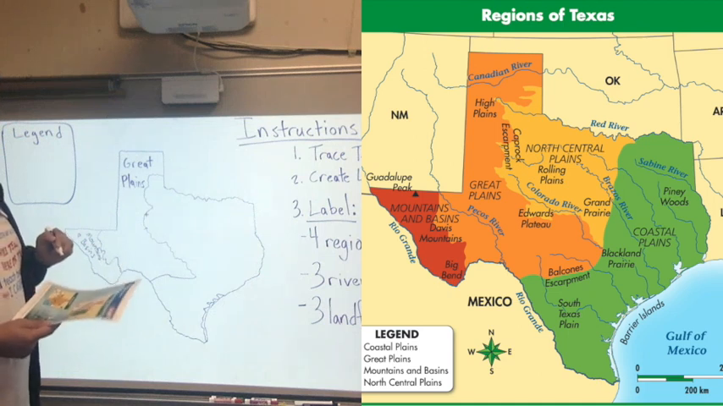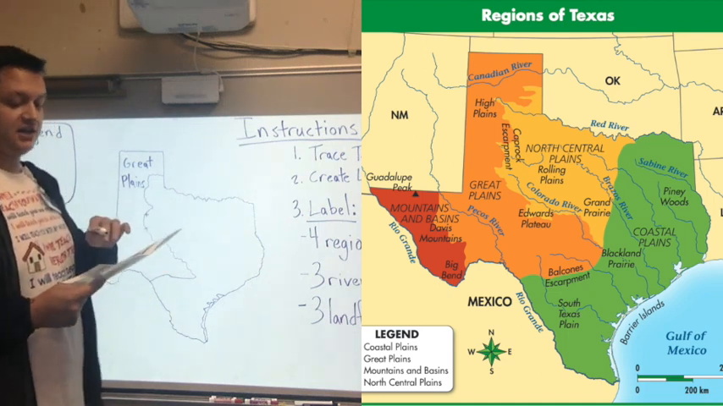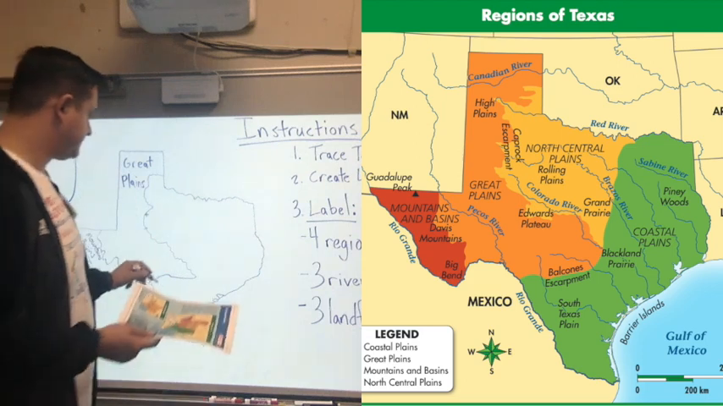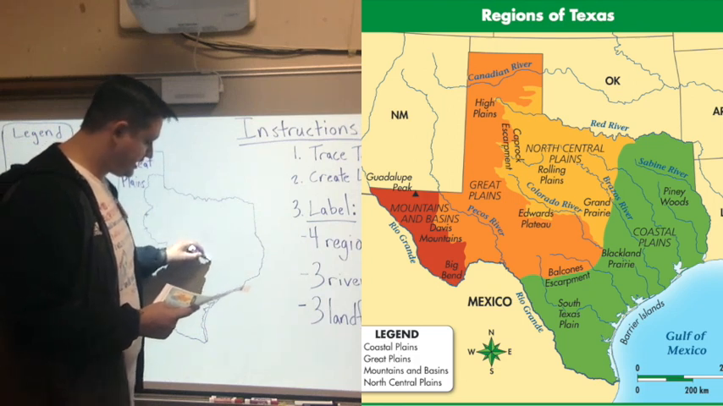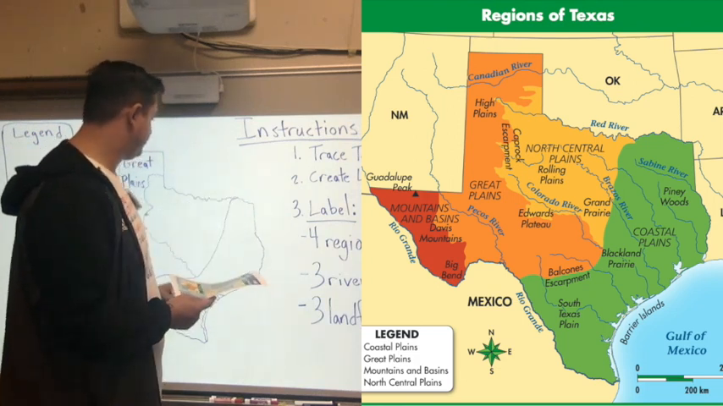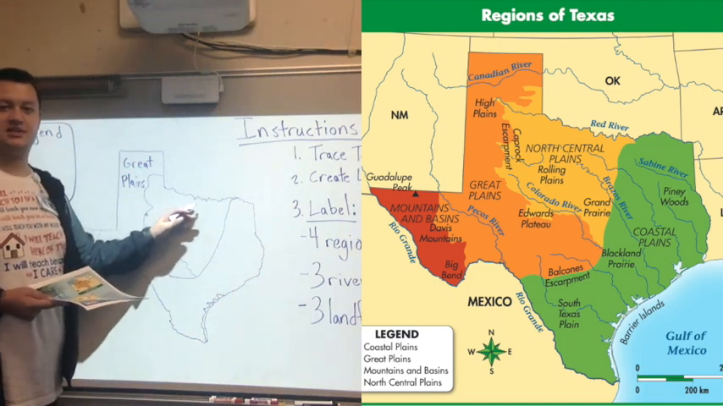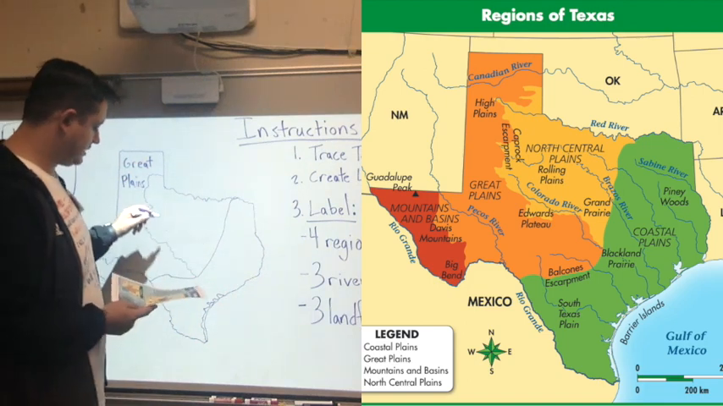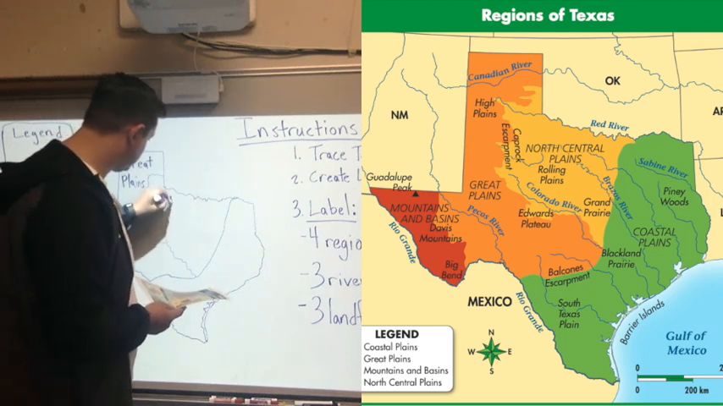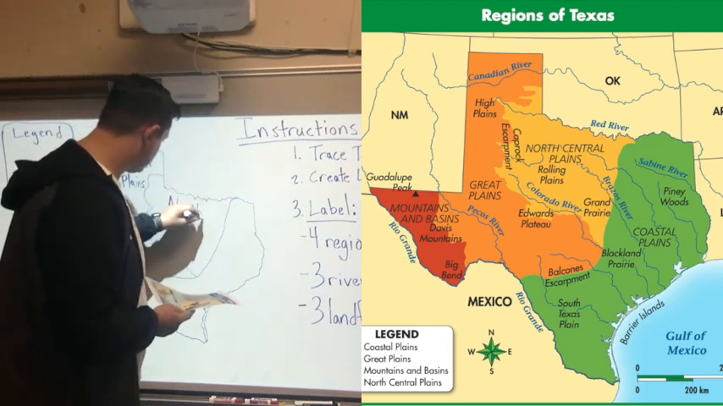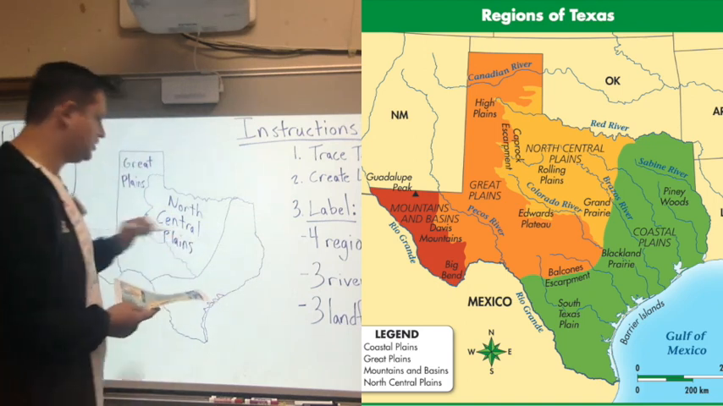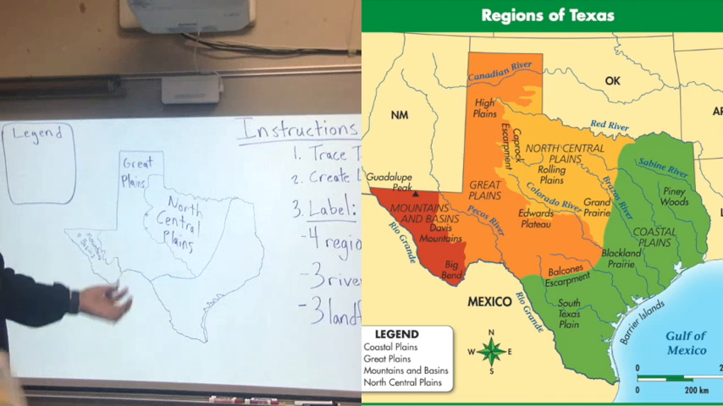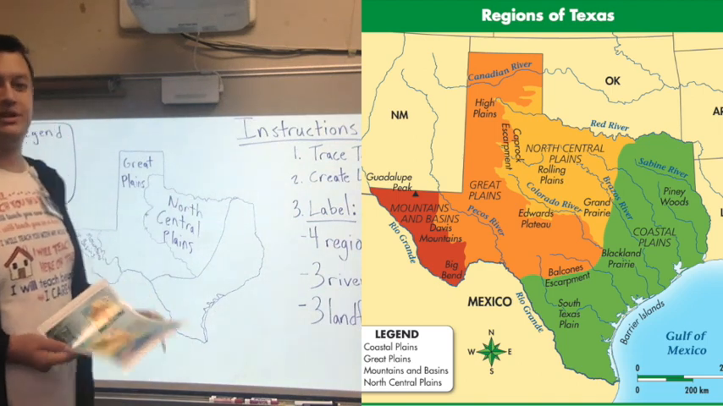All right, the next one we're going to do is the North Central Plains, okay? So I'm going to trace this way. Don't forget to use your map, and don't forget, it does not have to be perfect. All right, so the North Central Plains is this central area right here, okay? And we're just going to write it out. North Central Plains, awesome. It doesn't have to be that big, you can make it way smaller if you want, okay?